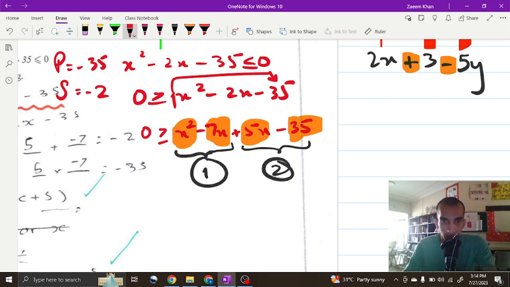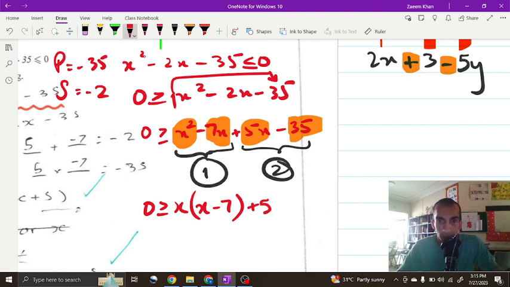What's common with both of those numbers? What can I take common? X is with both of them, remember? Yeah, oh yeah. And I'll be left with x minus 7 inside, still greater than equals to 0. What can I factorize out of the second group? It's 5. Plus 5. I'll be left with x minus 7 in the second bracket.